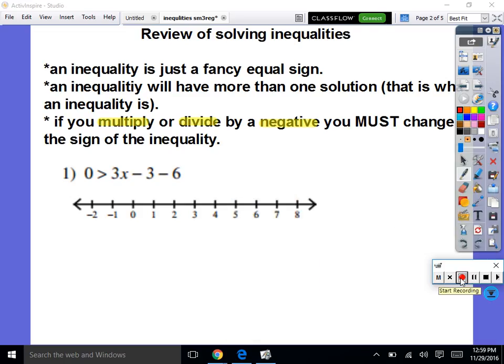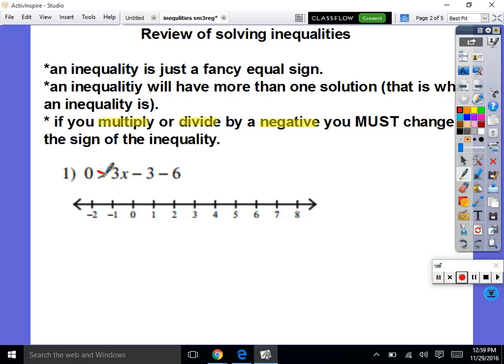Today we're going to review solving inequalities. An inequality, you guys, is just a fancy equal sign. If you know how to solve an equation, you know how to solve an inequality. So I would maybe take a little note somewhere, on the back of your worksheet or something. An inequality is just a fancy equal sign.